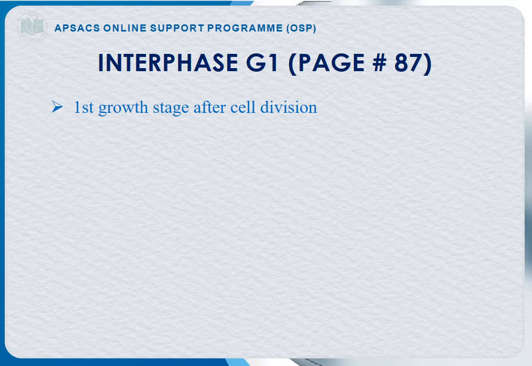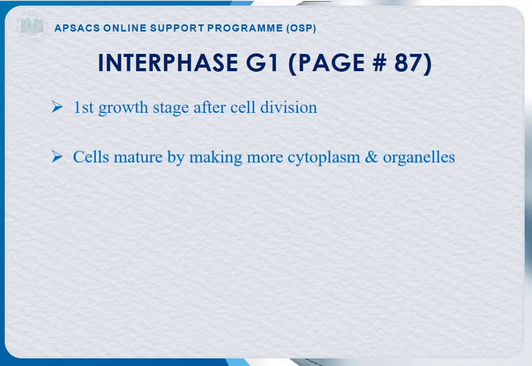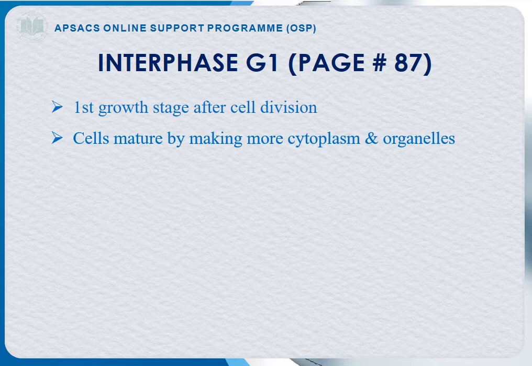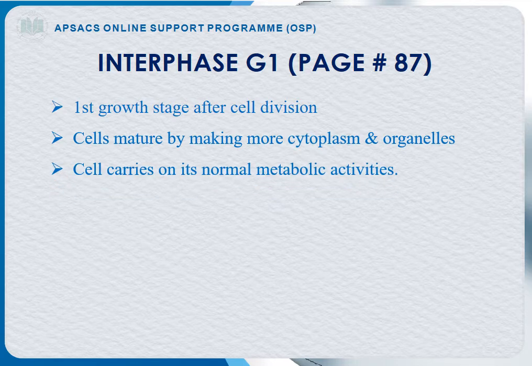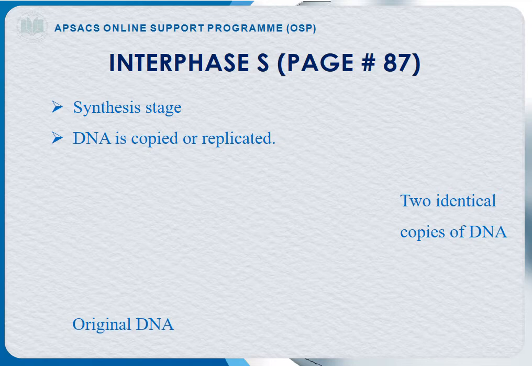Interphase, G1 phase. It is the first growth stage after cell division. The first phase within interphase, from the end of the previous M phase until the beginning of DNA synthesis, is called G1. G indicates gap. It is also called the growth phase. During this phase, the biosynthetic activities of the cell, which are considerably slowed down during M phase, resume at a high rate. The duration of G1 is highly variable even among different cells of the same species. Cells mature by making more cytoplasm and organelles. The cell carries on its normal metabolic activity.